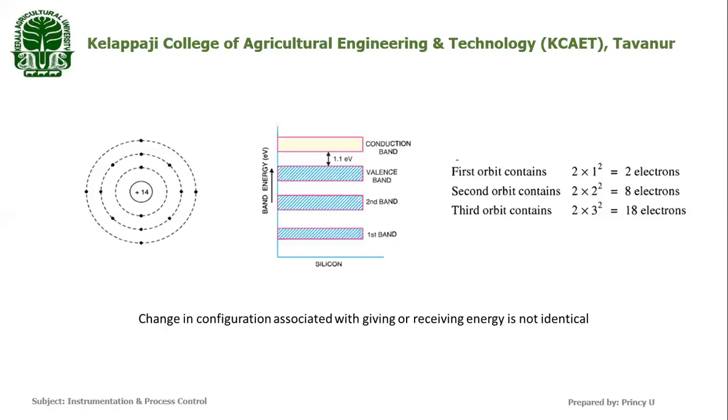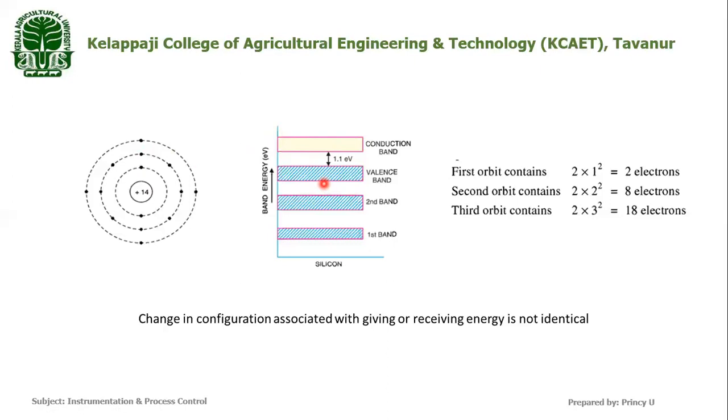So, some electrons jump from a lower energy orbit to a higher energy level, and the reverse is also possible, from a higher energy orbit to a lower energy. If the atom radiates some energy, then energy loss will happen. That means the electrons in the higher energy level will come to the lower energy level. Okay, so the change in configuration is associated with giving or receiving energy, which is not identical for any atoms. So for any atomic structure, there is a uniqueness for emitting or absorbing energy radiation.